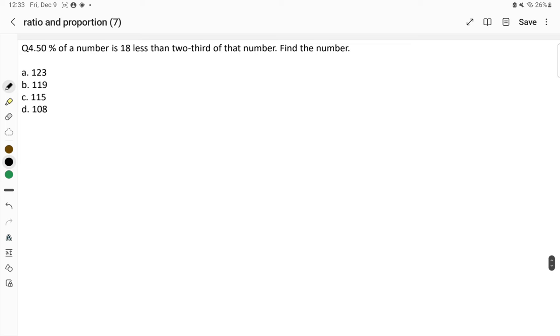50% of a number is 18 less than 2/3 of that particular number. We have to find the number. Look here, 50% of a number is not given.